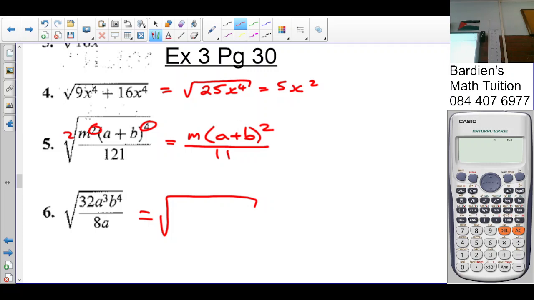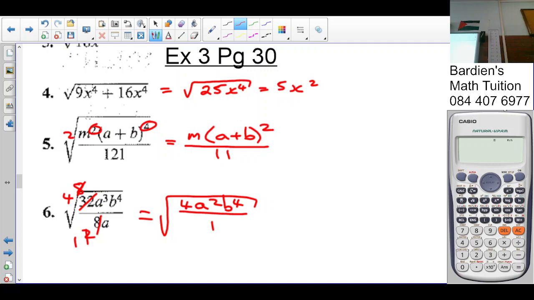What can cancel or simplify here? What number goes into 8 and into 32 without remainder? 4 goes into 8? Twice. 4 goes into 32? 8 times. What goes into 8 and into 2 without remainder? 2. 2 goes into 2 once, 2 goes into 8? 4. Otherwise I could have said straight, 8 goes into 8 once, 8 goes into 32 4 times. Not so. Where are there more a's, on top or at the bottom? Top. So it's going to be a squared. Where are there more b's? Top. So it's going to be b to the 4 over 1. Or I could have just written it as the square root of 4a squared b to the 4.